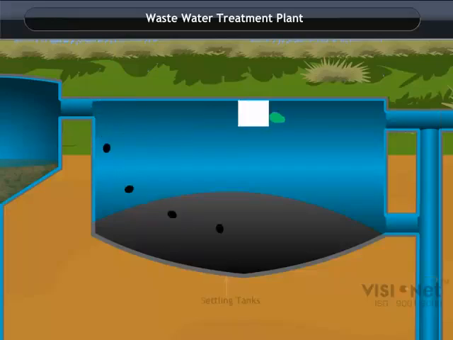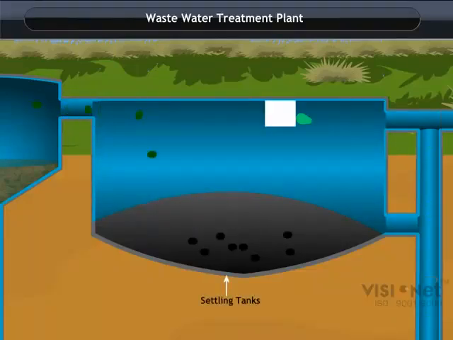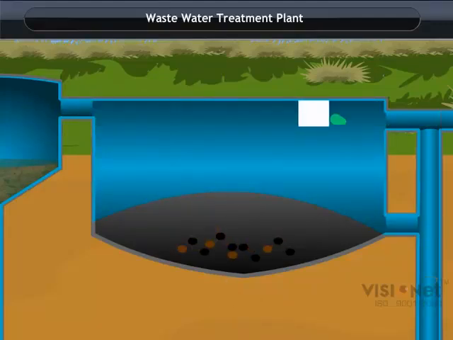Clarification. After the wastewater passes through the grit and sand removal tank, it is allowed to settle down in a large tank with a slope towards the middle. Solid materials like feces settle at the bottom and are removed with the help of a scraper. The deposited waste material thus collected is called sludge.